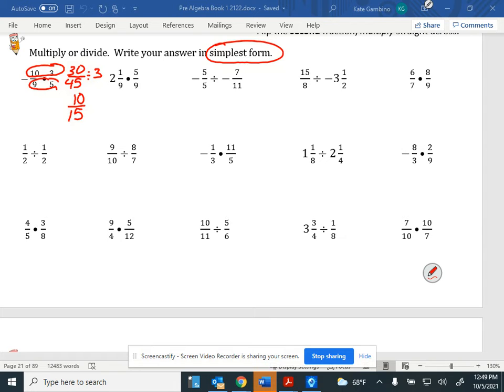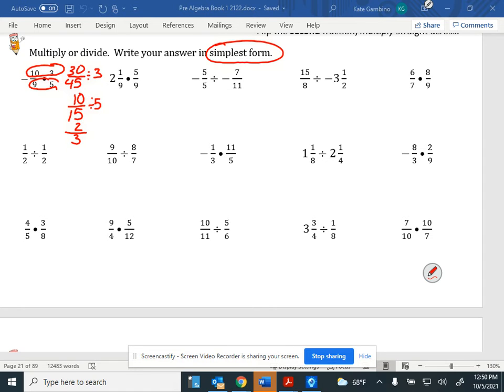Can I get even smaller? I can get smaller. What can I divide out now, Cole? 5. I can divide a 5 out now. 10 divided by 5 is 2. 15 divided by 5 is 3. It's that same 2/3 that we had from cross simplifying. It doesn't matter if you simplify first with the cross simplifying or if you simplify at the end. What matters is that you get the smallest answer.